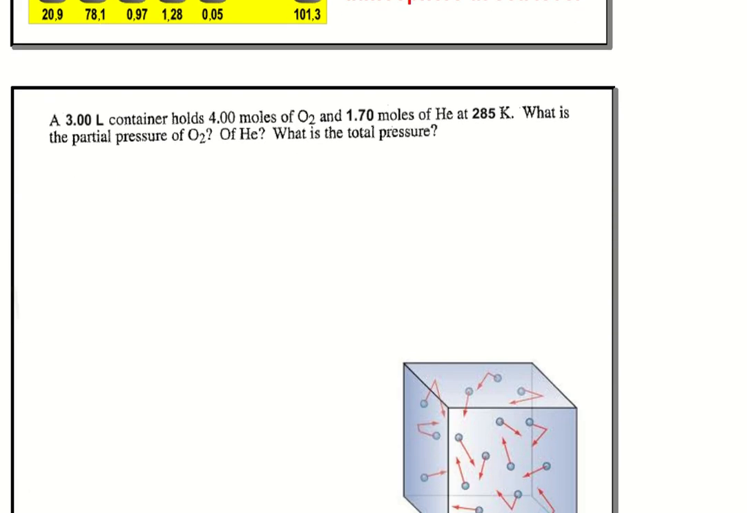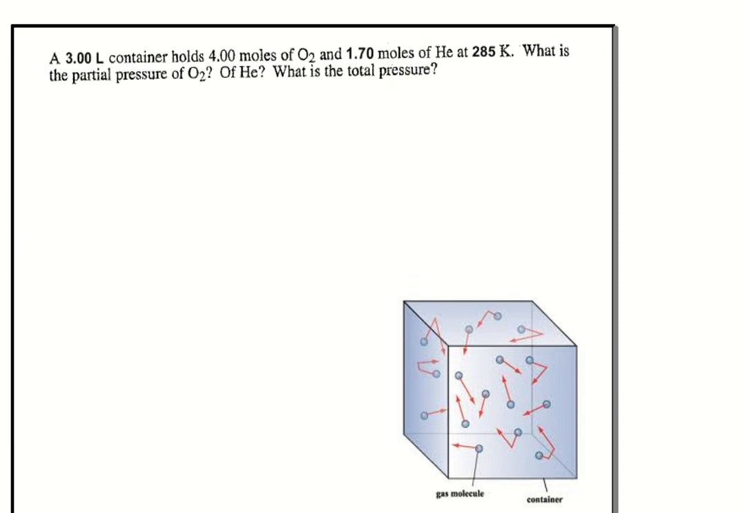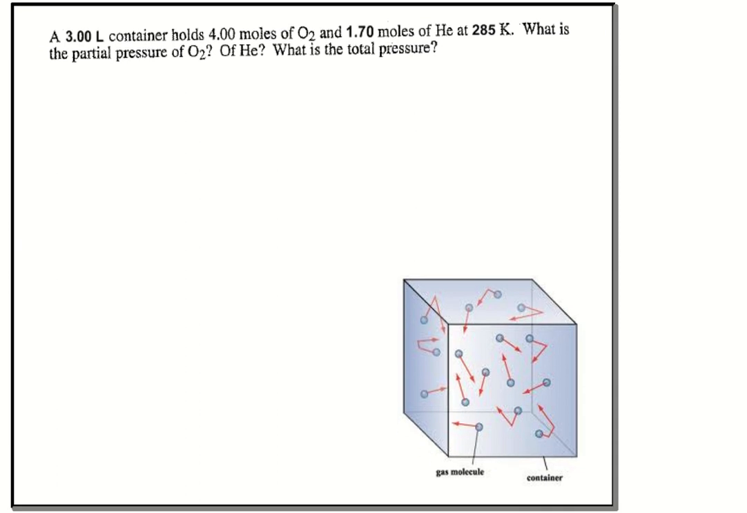Let's now look at a sample problem that involves Dalton's law of partial pressure. The question states that a 3-liter container holds 4 moles of oxygen and 1.7 moles of helium at 285 Kelvin. What is the partial pressure of oxygen? What is the partial pressure of helium? And therefore, what's the total pressure?